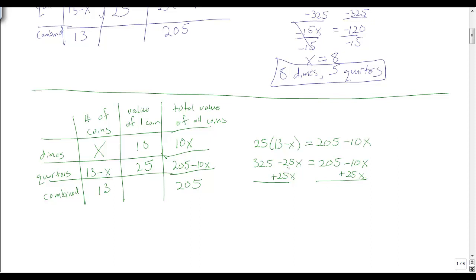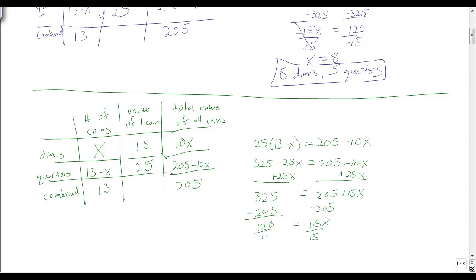You could add 10x, and it would look like the solution we had in the blue. In any case, this gives us 325 is 205 plus 15x. Now I want to get rid of this 205. I can do that by subtracting 205 from each side. I get 120 equals 15x.